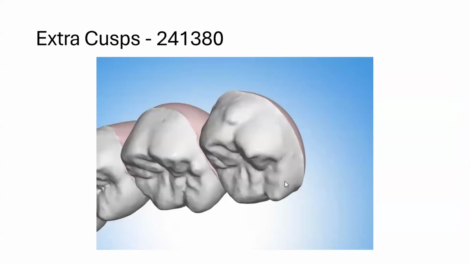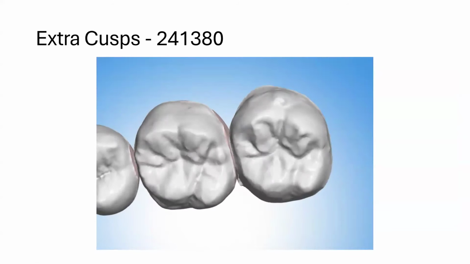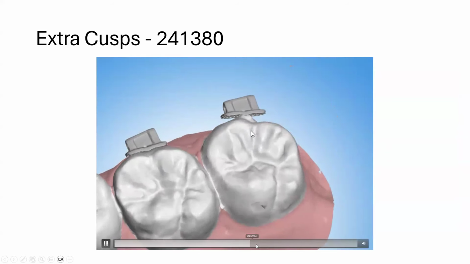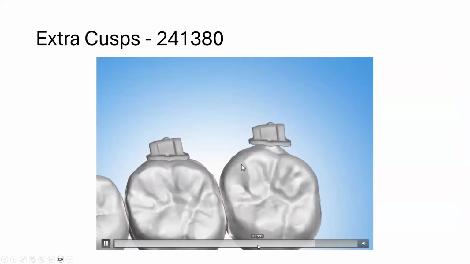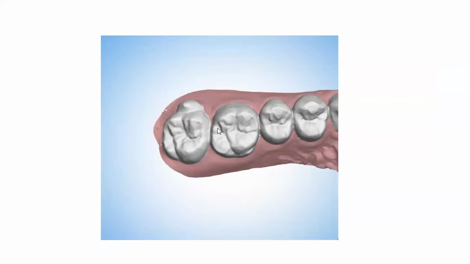Extra cusps, you see some weird things. So what do we do in a case like this? Well, in this case, I just put a bracket on it and we can see our predictive setup, how it's going to kind of line up in the position that I have it. I can customize the torque. I can customize the tip however I want. And then we go into the clinic and we transfer it. So this last second molar here, this upper left 7, there we can see the custom bracket base on that and it works. Now that's a really big talon cusp.